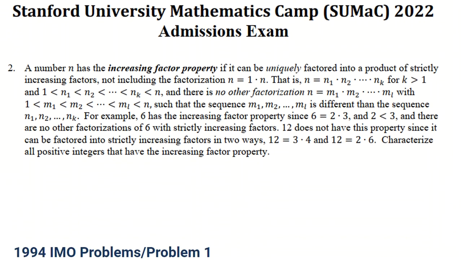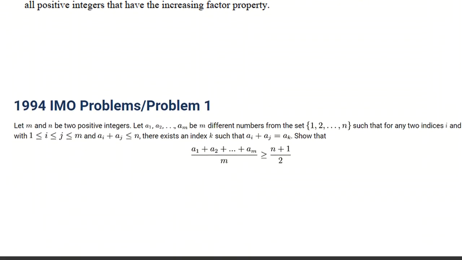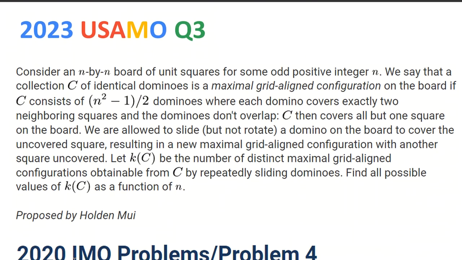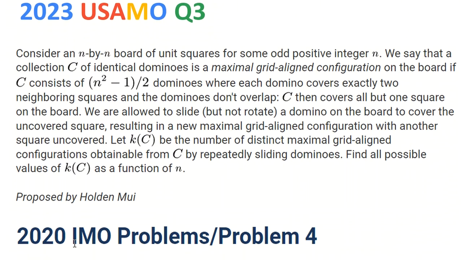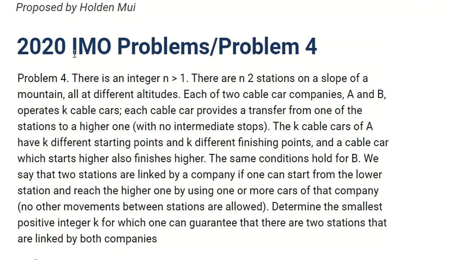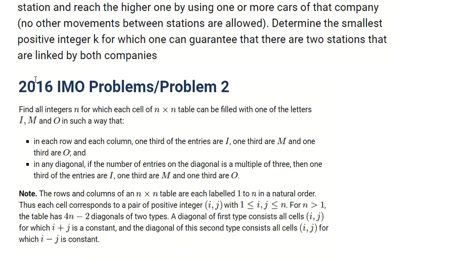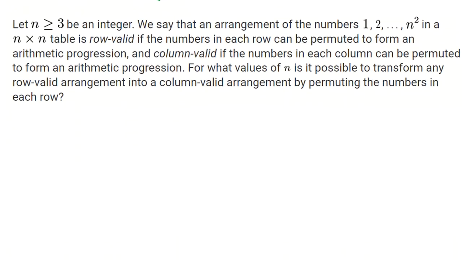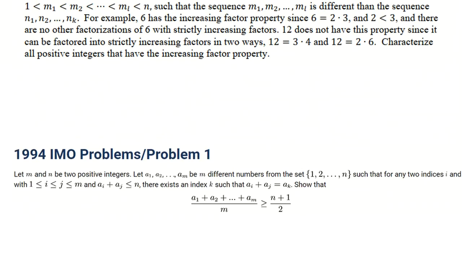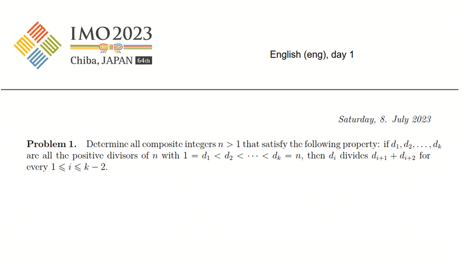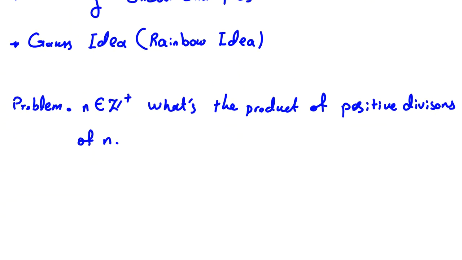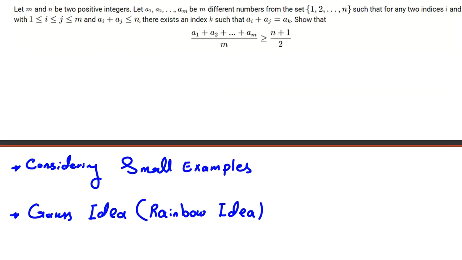IMO Problem 1, SUMaC Problem 2, and IMO 1994 Problem 1. After that, I will leave some homework for you that you can solve with similar ideas: USAMO 2023 Problem 3, which is the last problem of the first day, and Problem 4 of IMO 2020. Again, you can solve it by considering a small example. You can do these 1, 2, 3, 4 problems as homework at the end. So we work on the idea, we solve these 3 problems with the idea, and then I will leave homework.